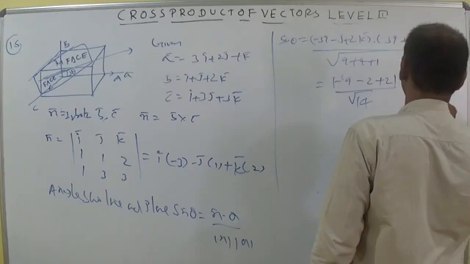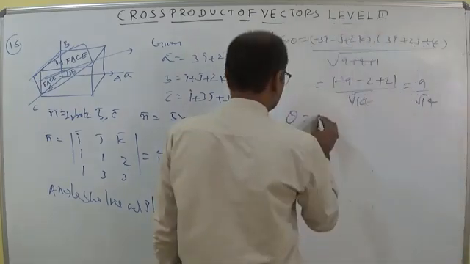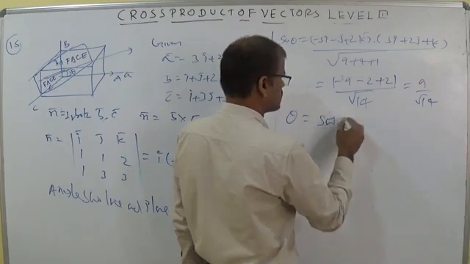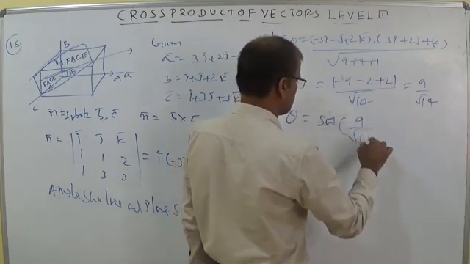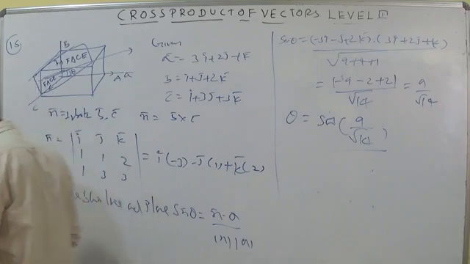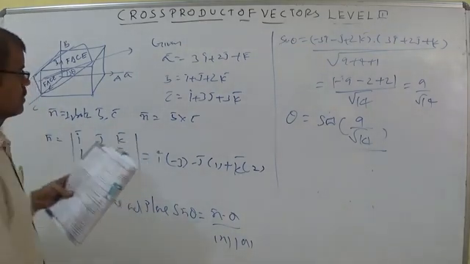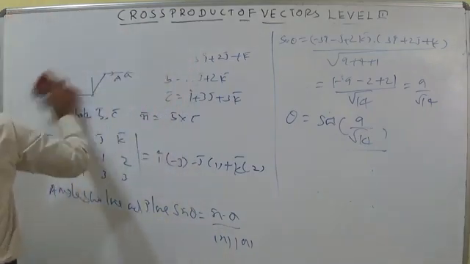So if we calculate the acute angle, theta is equal to sin inverse of 9 by root 14. Theta equal to sin inverse, yes, it is correct. Third option.